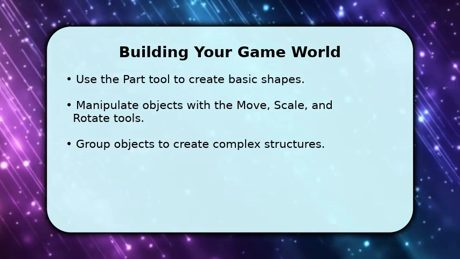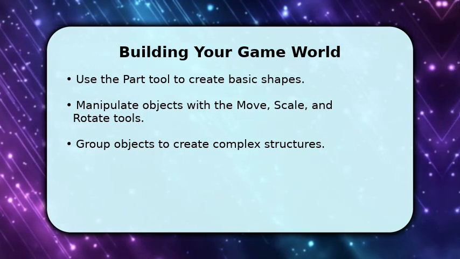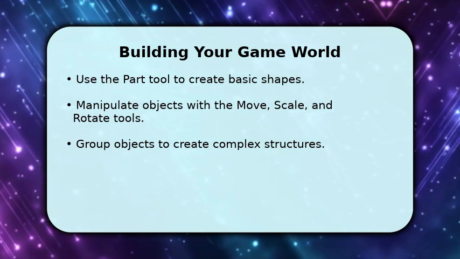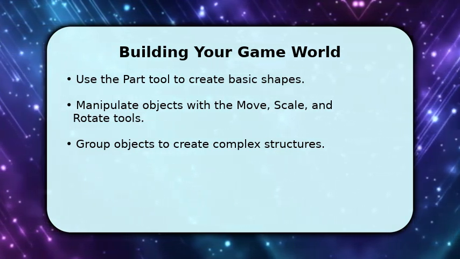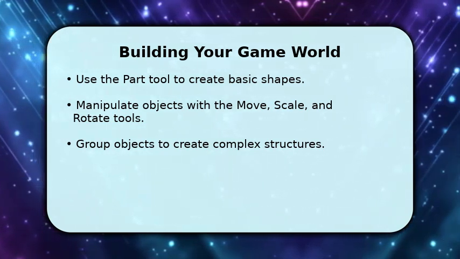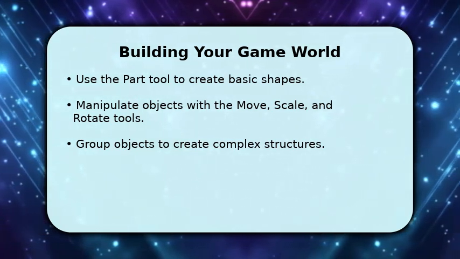Now, let's start building. Use the Part tool to add basic shapes like blocks and spheres to your game. You can then use the Move, Scale, and Rotate tools to position, resize, and orient these parts. Combine multiple parts and group them together to construct more intricate objects and environments for your players.